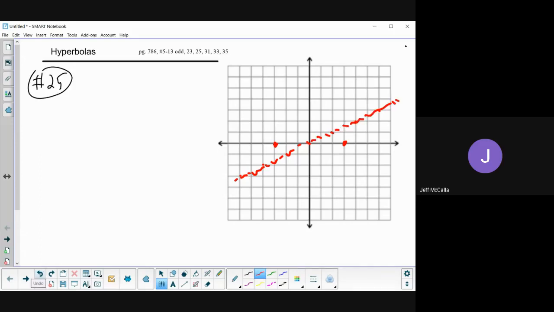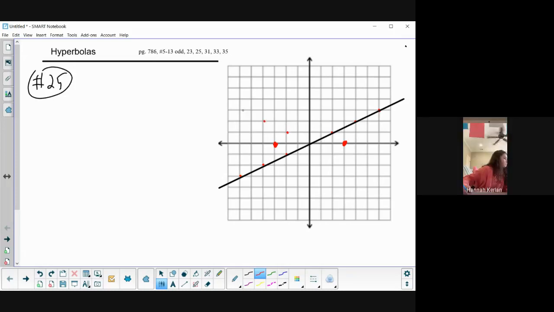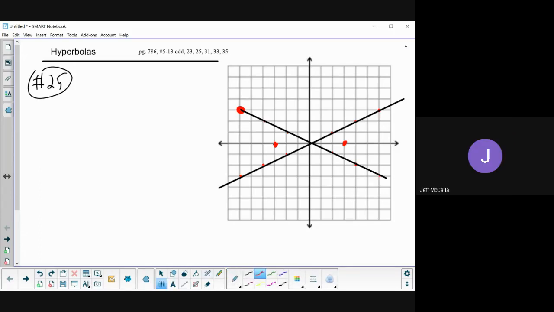But maybe I should do that with a different tool here. Let me draw this. And then the slope of the other line there is 1 over 2 the other way. So the graph looks roughly like this.